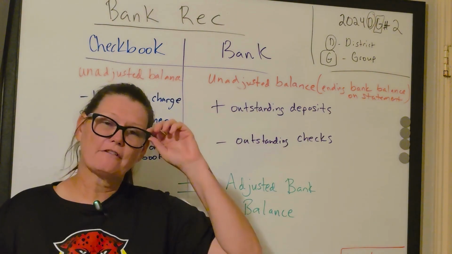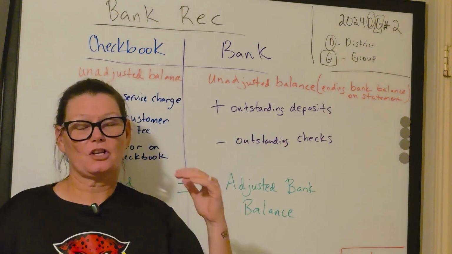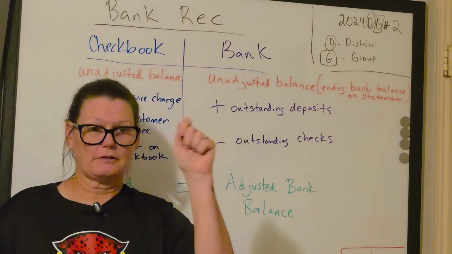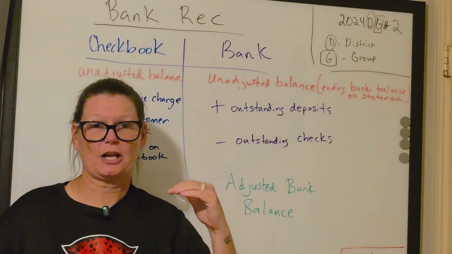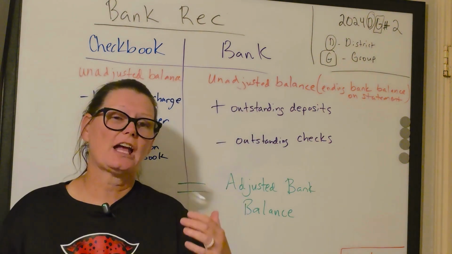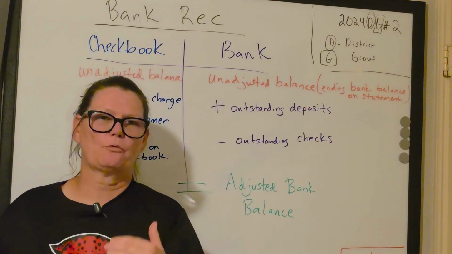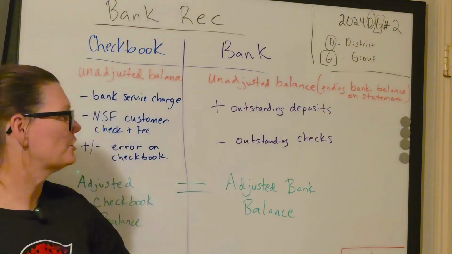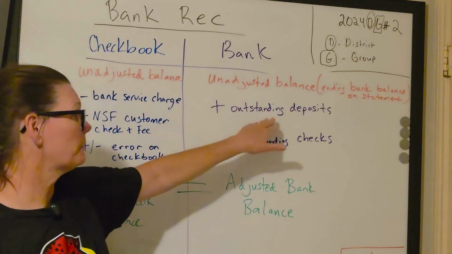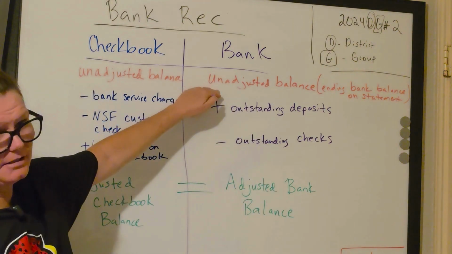For instance, if I have a friend who writes me a check for $20, in my checkbook I'm going to go ahead and put that I'm getting $20, and then I'll add it to my balance in my checkbook. But when the bank statement is sent, that check may not have gone to their bank to clear. So the bank has no record of it yet. So then we have to adjust the bank balance by adding that outstanding deposit. So any deposits that have not cleared the bank, we add to this balance.